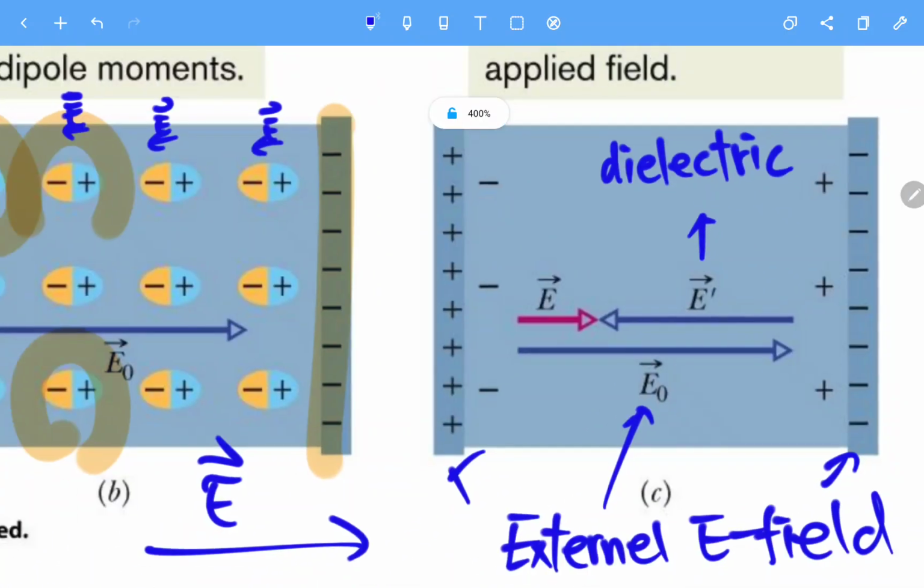Okay, so it turns out that this is E prime generated by all the dipoles with the alignment. So this E prime will be smaller than the E0. So this is the total E field inside the dielectric material. Okay, so this is a very interesting phenomenon.